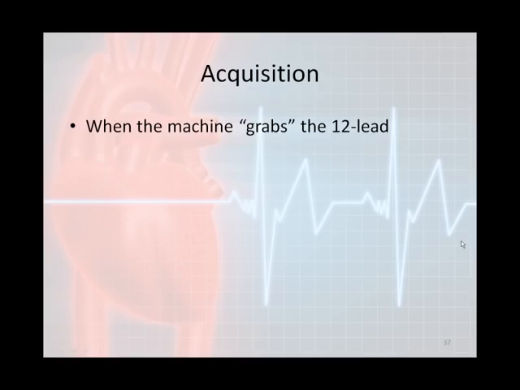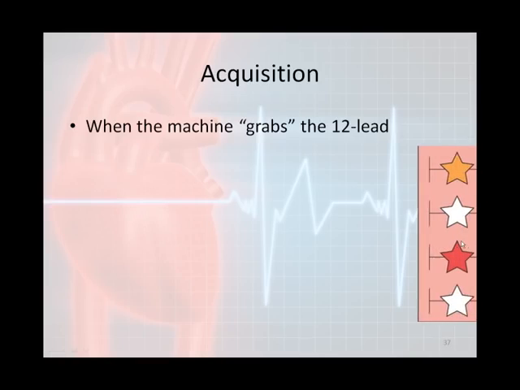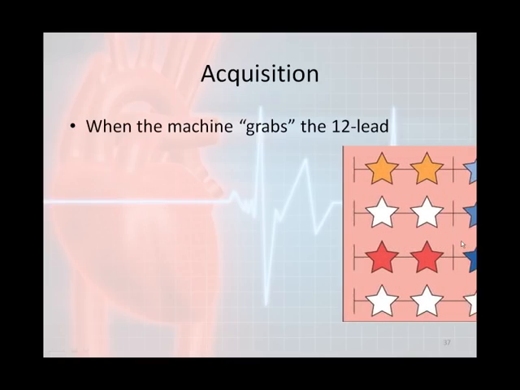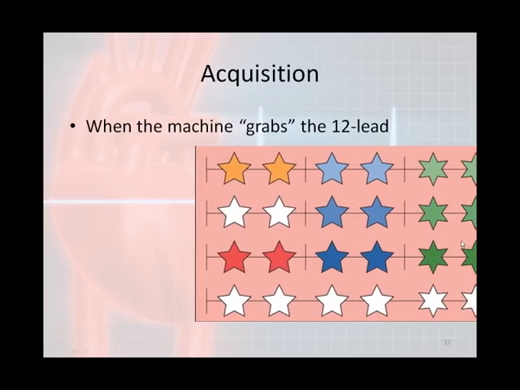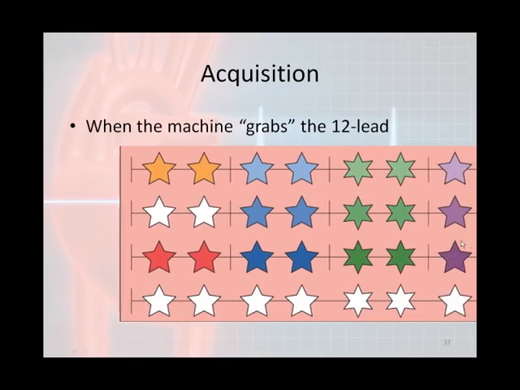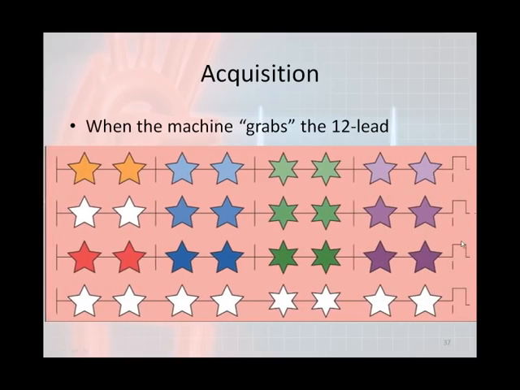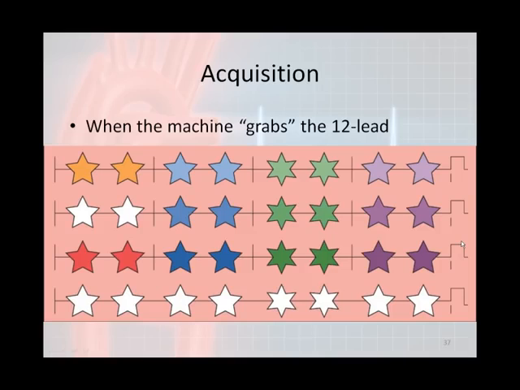As the picture comes across the screen, the stars that appear horizontally, to the left and to the right, are complexes that occur as the heart is beating in real time. As the stars appear vertically, up and down, that is the exact same single complex in 3 to 4 different views or leads. What this means is if you look at lead 1, for example, up here would be lead 1 right here. You have an orange star in lead 1, a white star in lead 2, and a red star in lead 3.